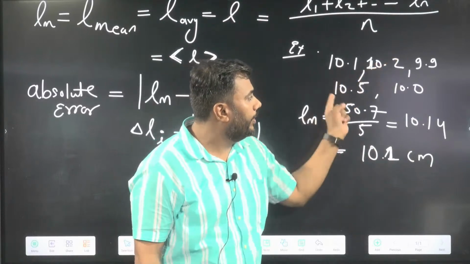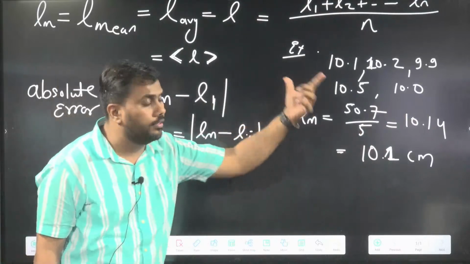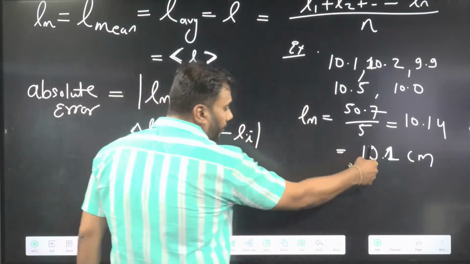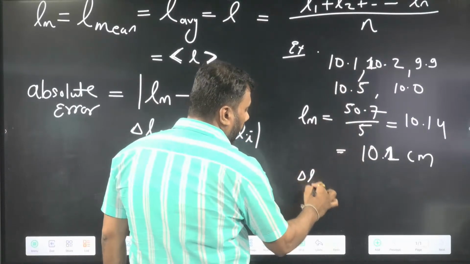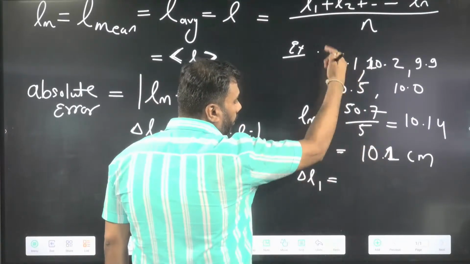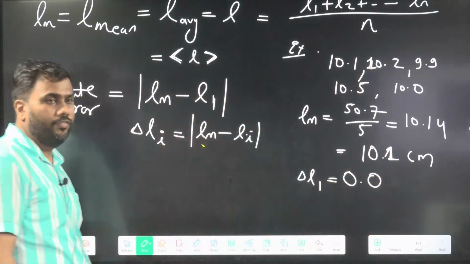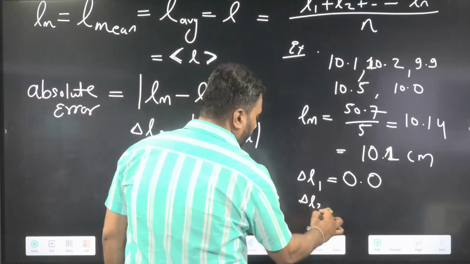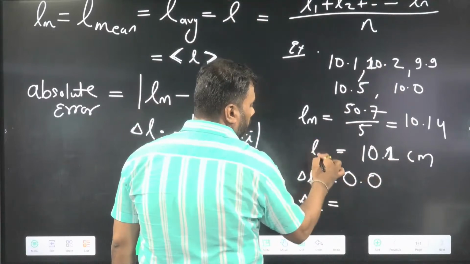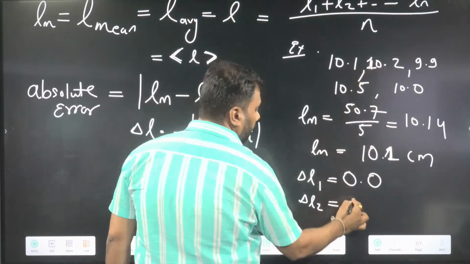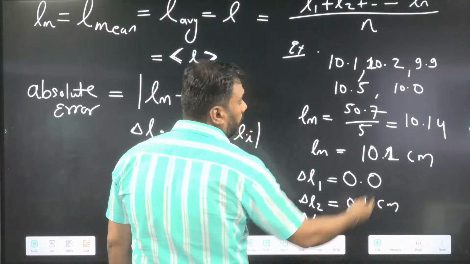Now by taking the difference of every reading with the mean value, I can find the absolute error in every reading. For the first reading, what is the absolute error? 10.1 and 10.1, subtraction will be 0.0. This is my absolute error in the first reading. Absolute error in the second reading. Take the difference of your mean value with this. This is 0.1.